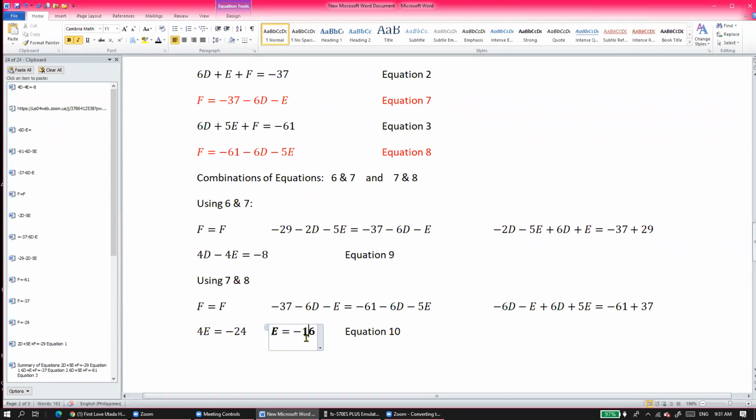Yan naman ang kagandahan ng hindi scripted eh. Is equal to negative 6 ang value. Negative 24 na banggit ko kanina pero na-type ko negative 64. So ang value ng E is negative 6.